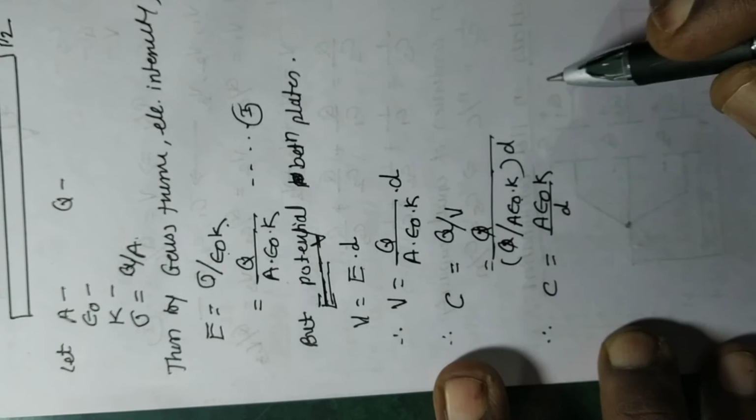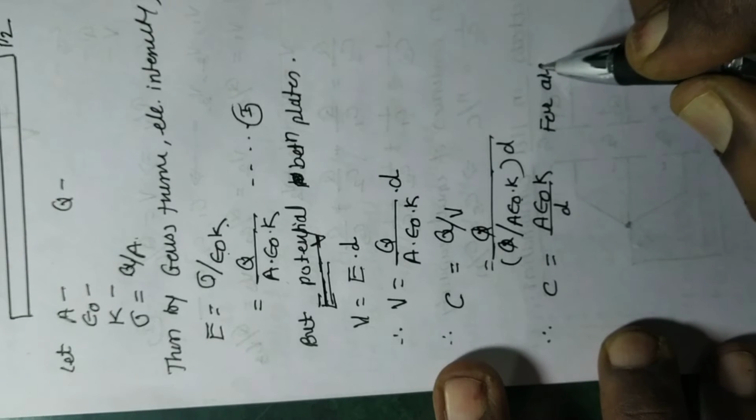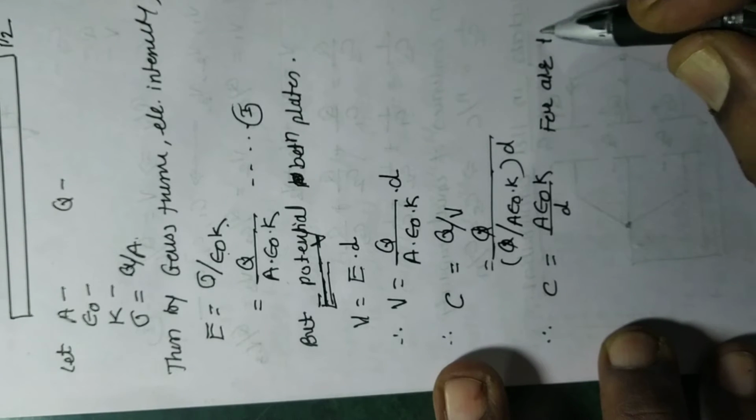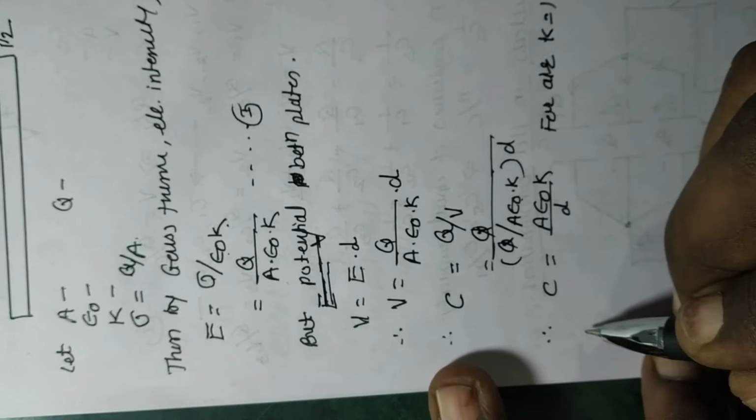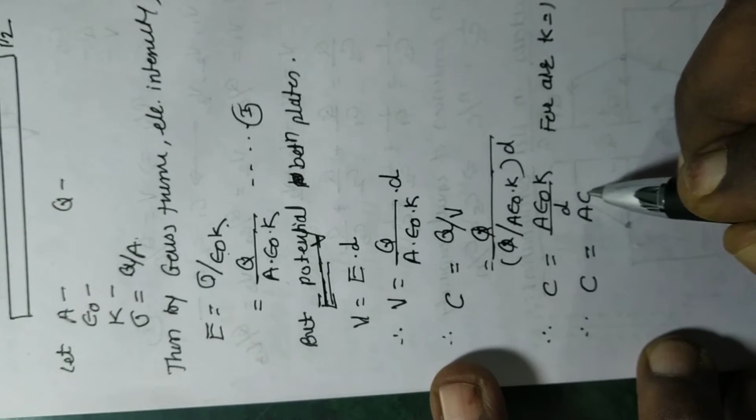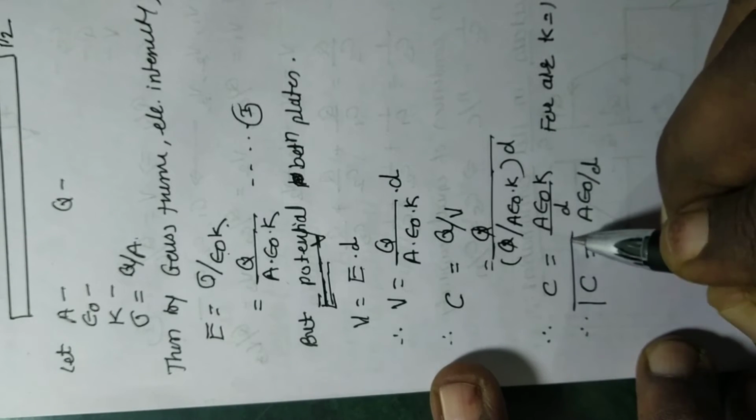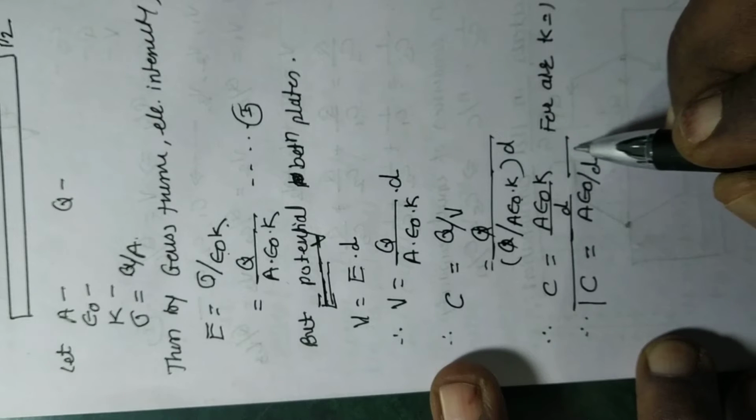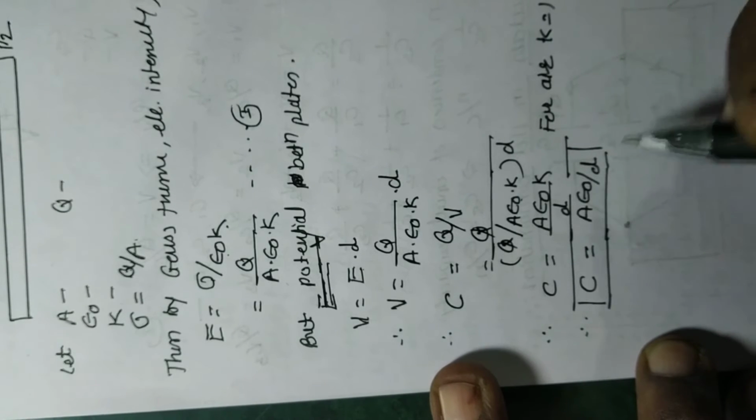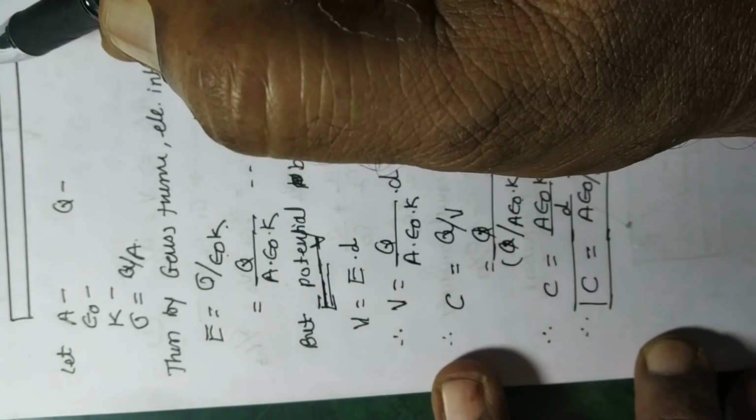For air or vacuum, K is equal to 1, and therefore capacity C is equal to A epsilon naught divided by d. This is capacity of parallel plate condenser. Expression, see again.